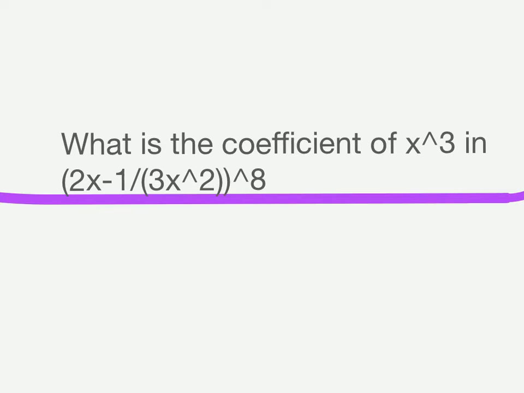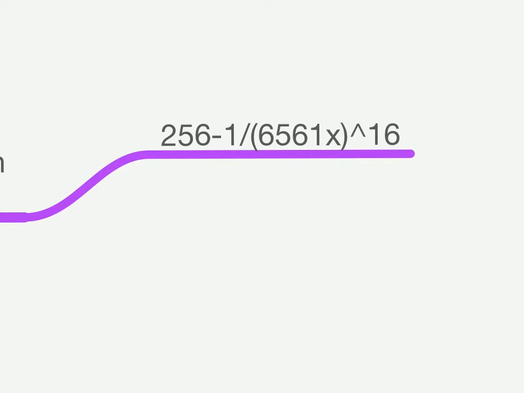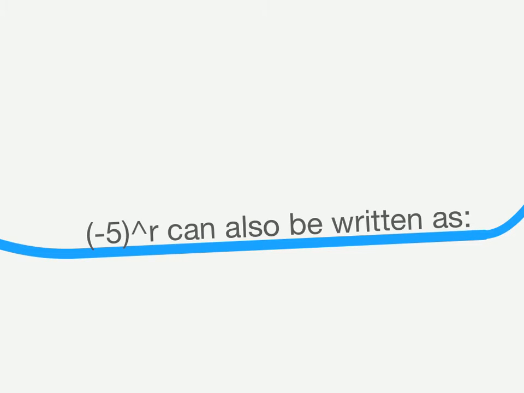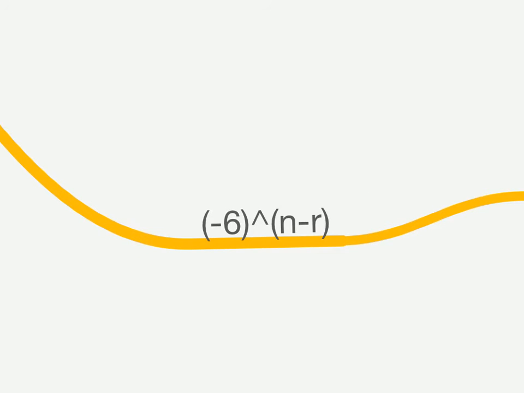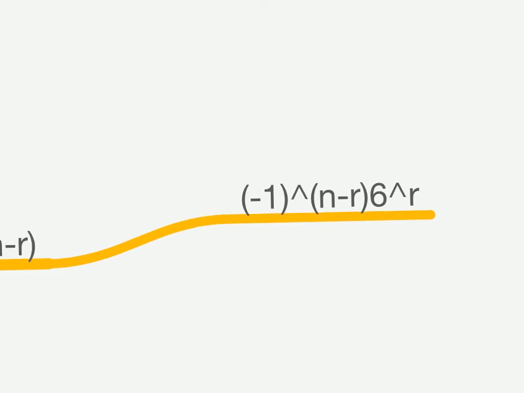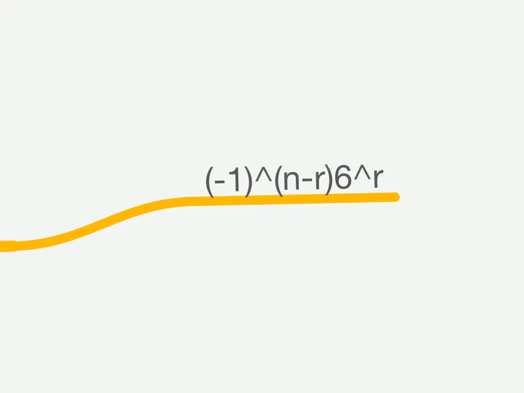Now we're going to work on some examples. What is the coefficient of x to the 3 in (2x minus 1 over 3x squared) to the 8? The answer will be 256 minus 1 over 6561x to the 16. Minus 5 to the r can also be written as minus 1 to the r, 5 to the r, as minus 1 times 5 is minus 5. Now minus 6 to the n minus r is equal to minus 1 to the n minus r, 6 to the r.